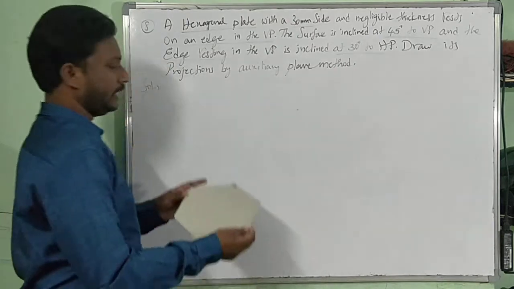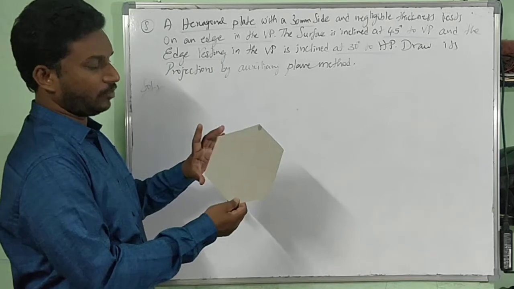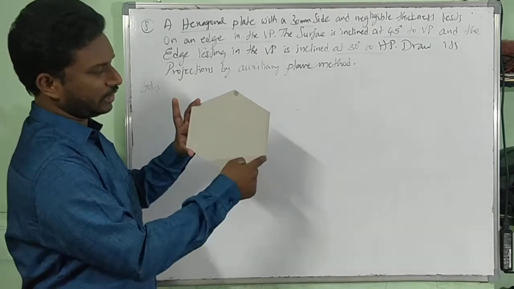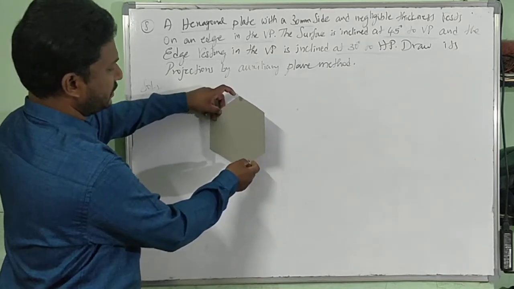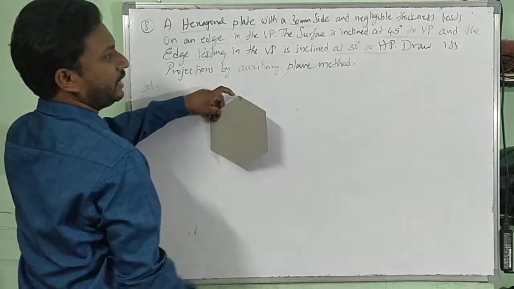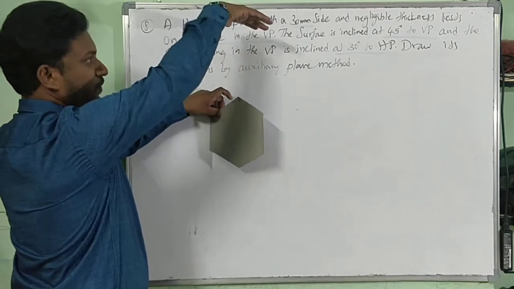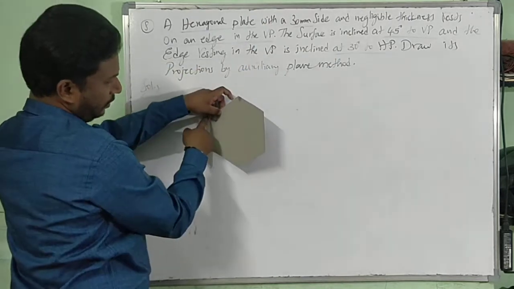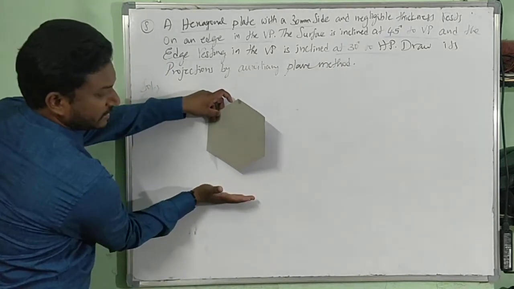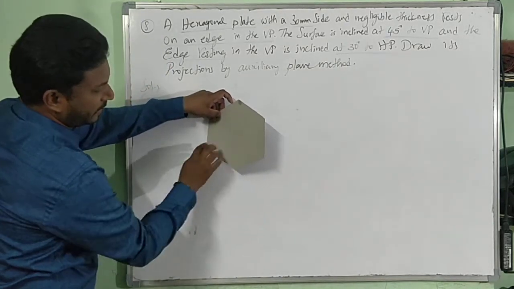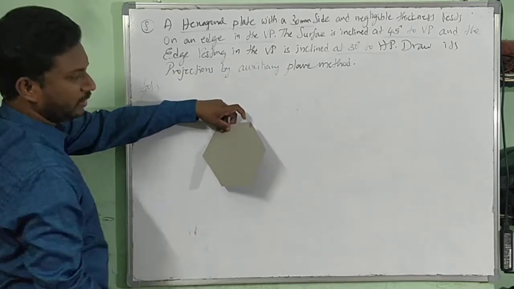See, I am taking a hexagonal plate, side 30 mm, resting on an edge in the VP. How many edges do we have? 6 edges: 1, 2, 3, 4, 5. One edge is in the VP, the vertical plane. Now the surface is inclined at 45 degrees to the VP, in the top view. And the edge resting in the VP is inclined at 30 degrees to HP. If you consider this as HP, this edge is 90 degrees, but it should be 30 degrees. If I draw a line here, the angle should be 30 degrees.